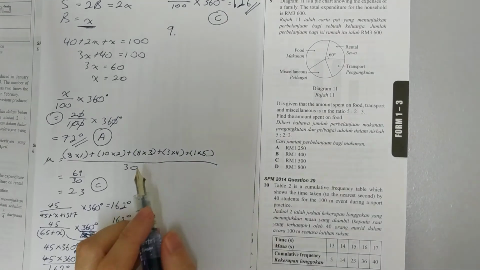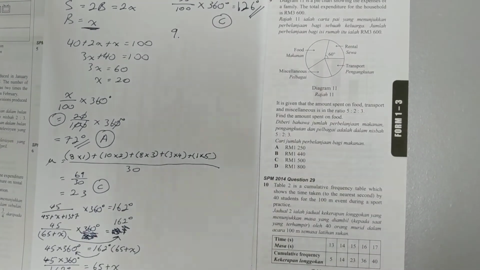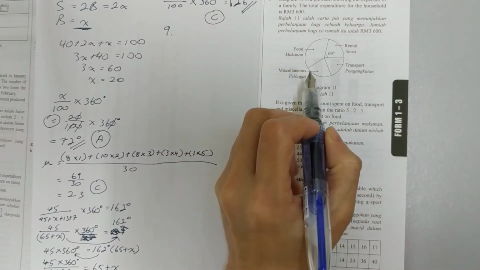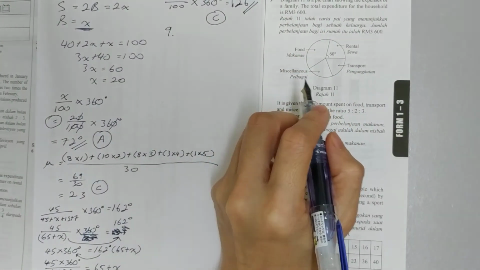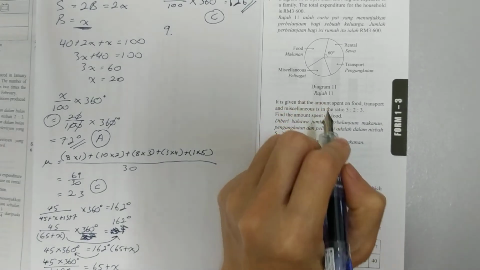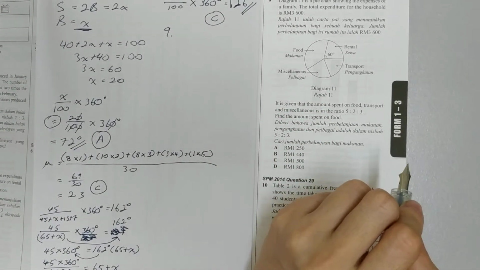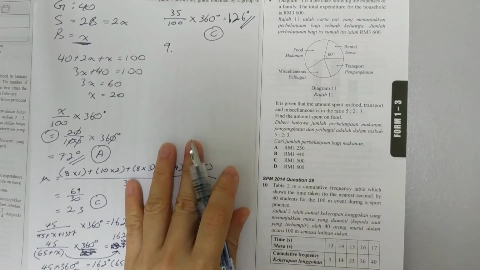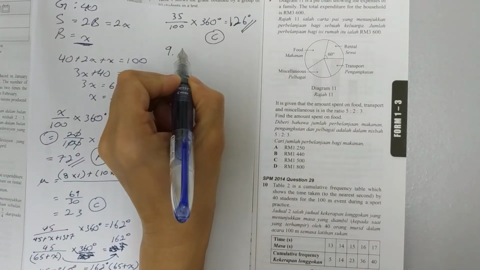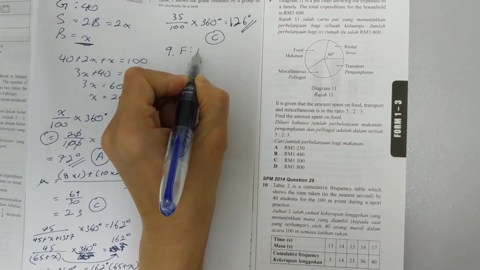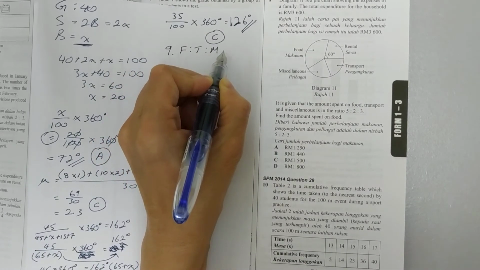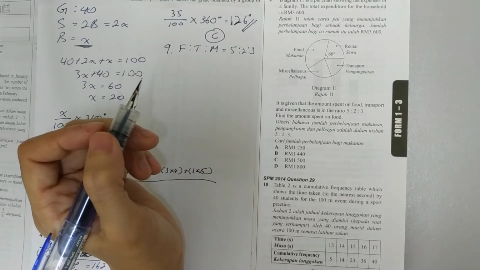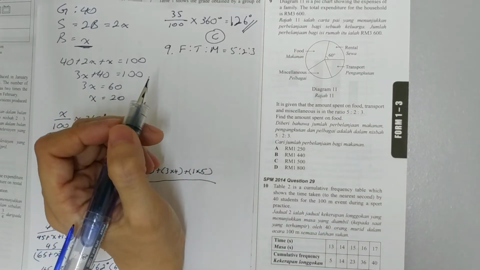Let's look at question number 9, which is the last question for today's video. It says here, diagram 11 is a pie chart showing the expenses of a family. The total expenditure for the household is 3,600 ringgit. It is given that the amount spent on food, transport and miscellaneous is in the ratio of 5 to 2 to 3. Food to transport to miscellaneous is 5 to 2 to 3. Find the amount spent on food.